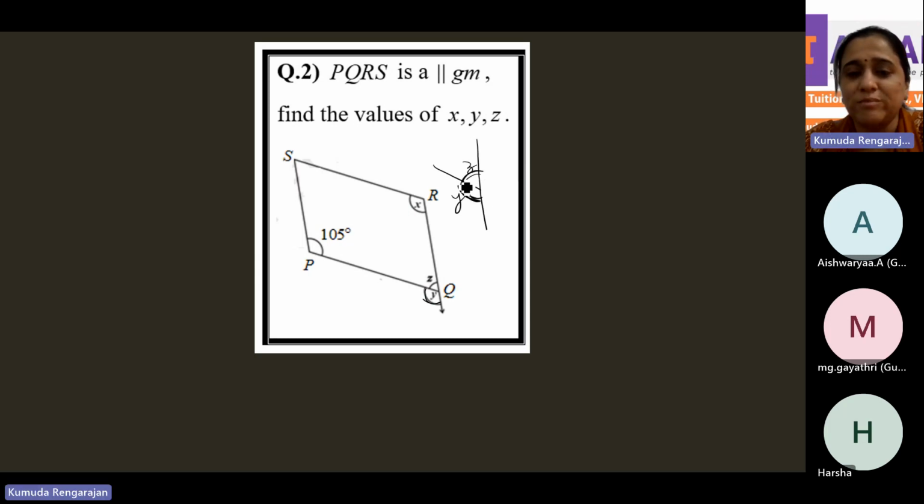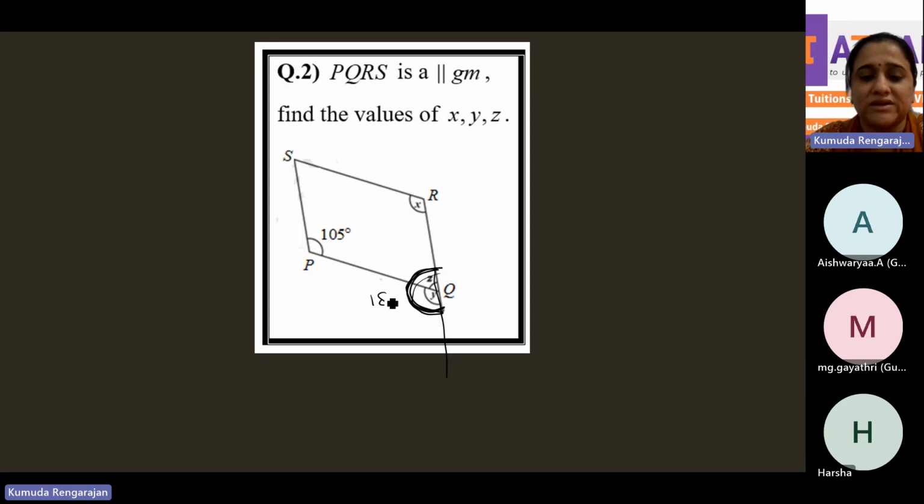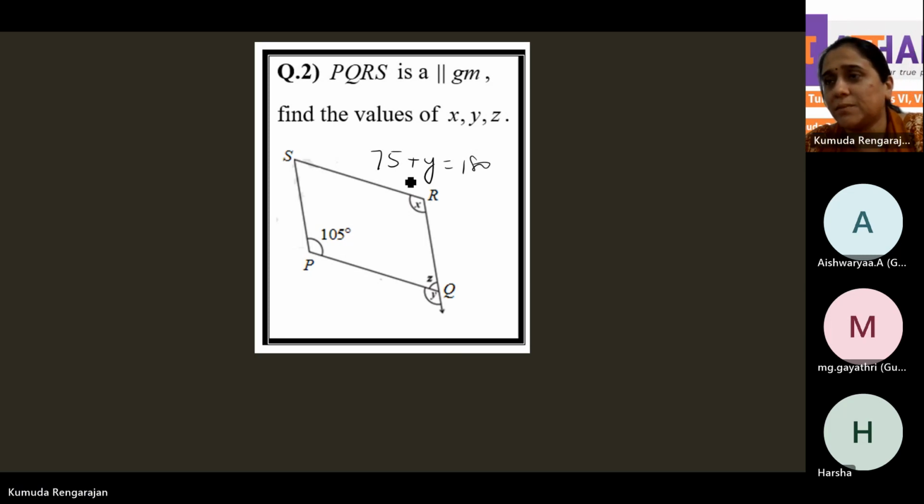So Y plus Z is equal to 180, linear pair. See, this is a straight line. There are two angles on the straight line, Y and Z. So they should total to 180 because it's a straight angle, which is 180 degrees. So Y plus Z is equal to 180. But you know Z is 75 degrees. So 75 plus Y is equal to 180. So like that, you can find Y.